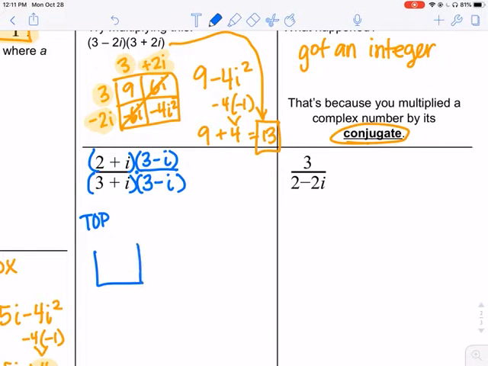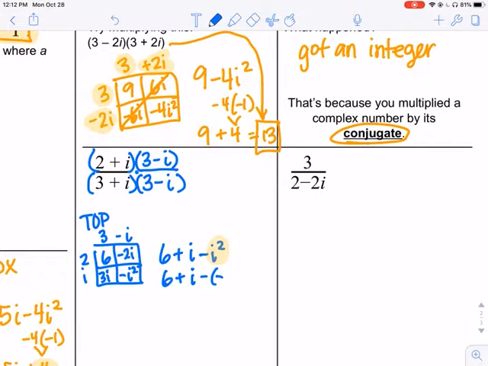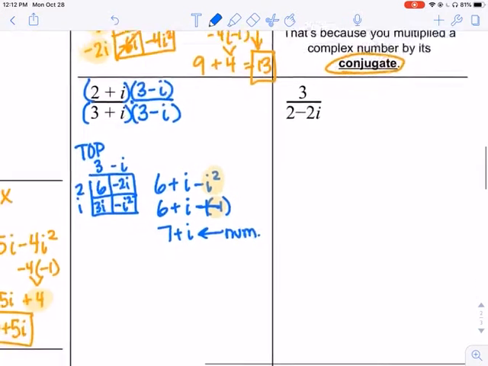So I have the top, I'm going to do 2i, 3 minus i, so 6, negative 2i, 3i, and negative i squared. So this would be 6 plus i minus i squared. But then the i squared, of course, is turning into a -1. So that means I would have really like a plus 1 here. So this would be like 7 plus i. This would be my numerator, right? I'm actually not going to put it in a box there because I don't want people to think that that's actually our answer. So that's my numerator there.